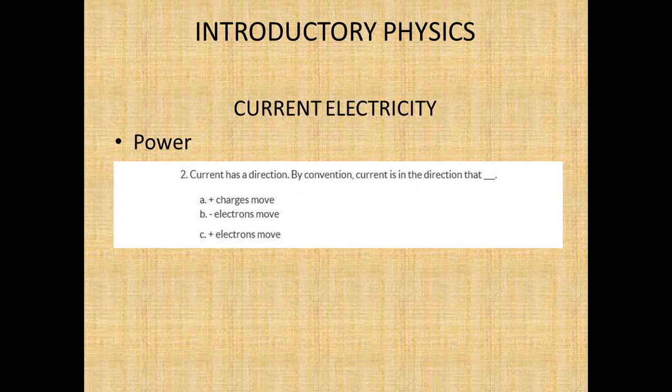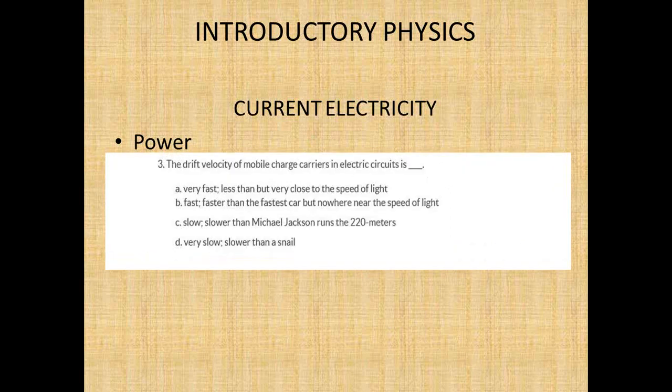In actuality, what really happens though is the electrons are going to move from the negative terminal to the positive terminal. That's what happens in reality. But by convention, when we talk about current flowing, we're talking about the positive test charge moving from the positive terminal to the negative terminal.